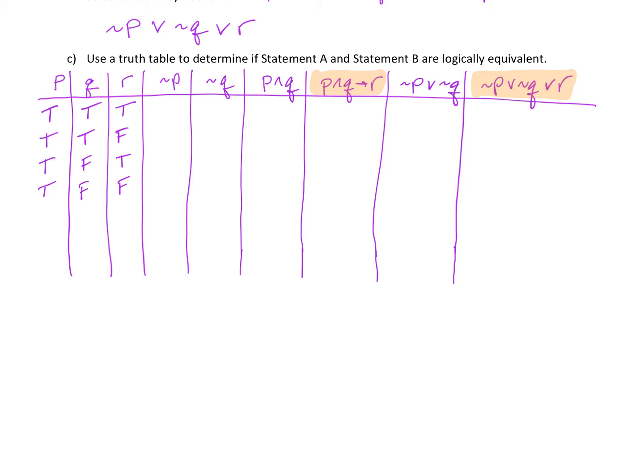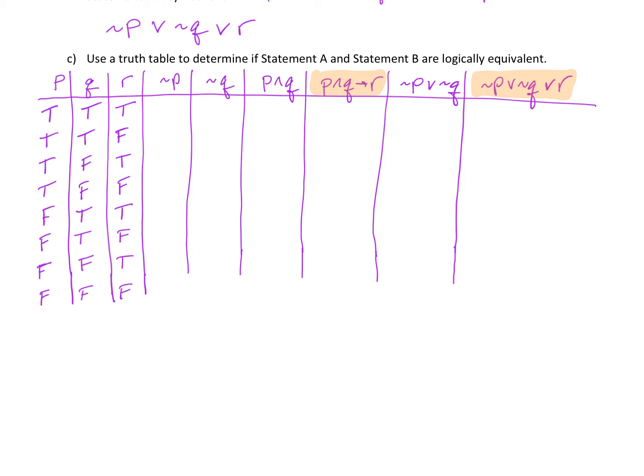And then P could be false, and Q and R could both be true. And then P could be false, and we could have true, false. P could be false, and we could have false, true. And then we could have false, false, false.